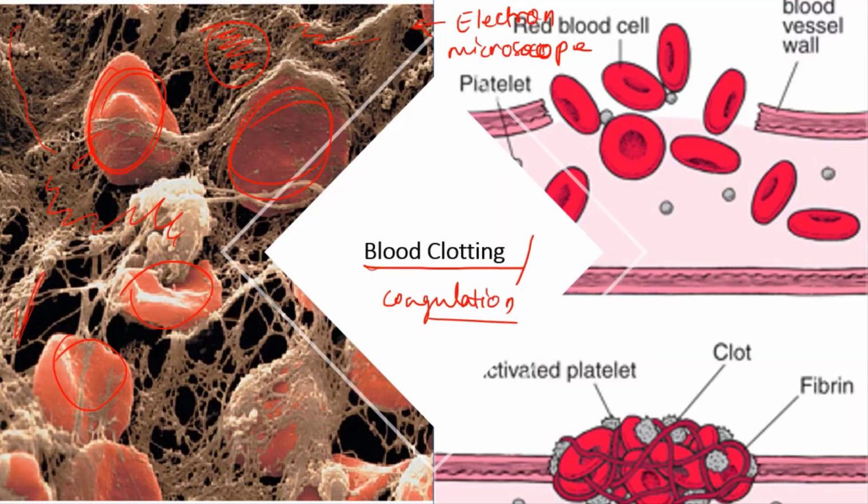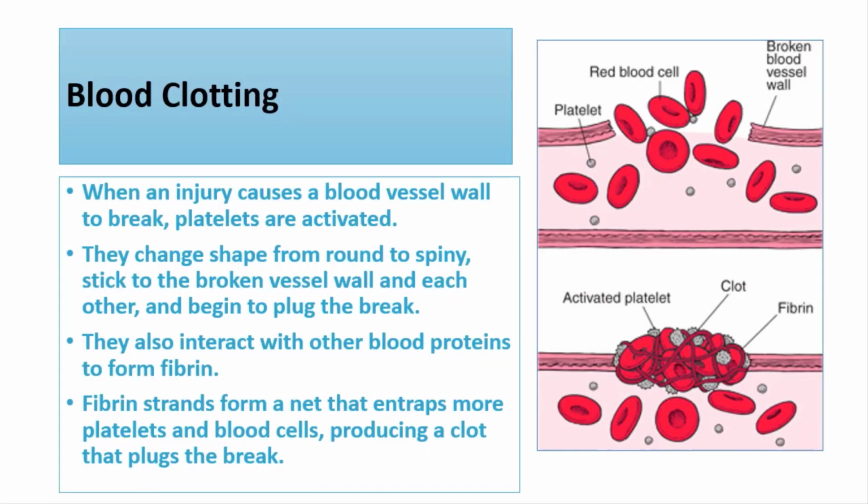So let's see what's actually happening. We all know that it is the platelets which are associated. When an injury causes a blood vessel wall to break, the platelets are activated. You can see these are the platelets. Let me just change the color so that we can understand better. So these are the platelets, right? Now, these platelets get injured, and when they're injured, they become activated, and their regular shape changes from round to a little bit spiny, and they become sticky.